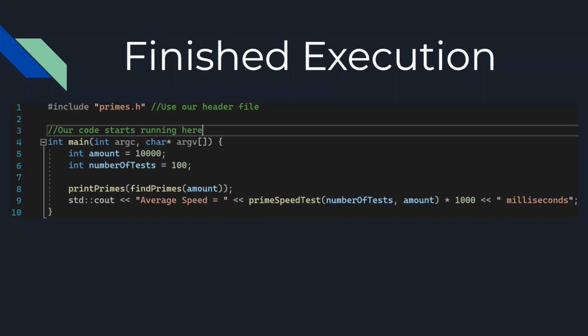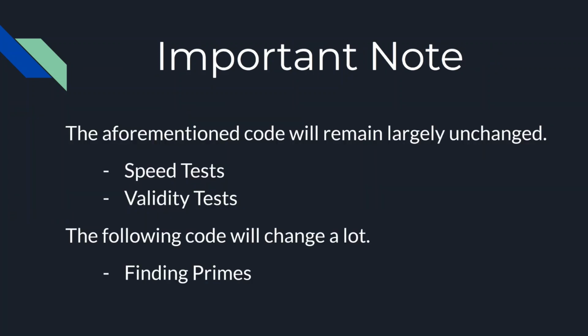So at this point, our program is finished executing, but we still didn't cover how we find these prime numbers. It's important to note the code we've gone over previously will remain largely unchanged. Maybe a few things here and there, but they don't really matter at all to how fast we can find primes. They're just there to help us see how fast we find prime numbers. But the following code, in which we actually find the prime numbers, is going to change a lot.